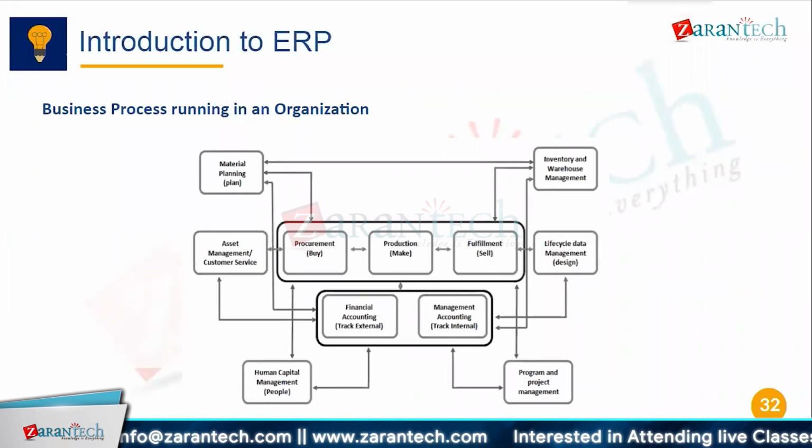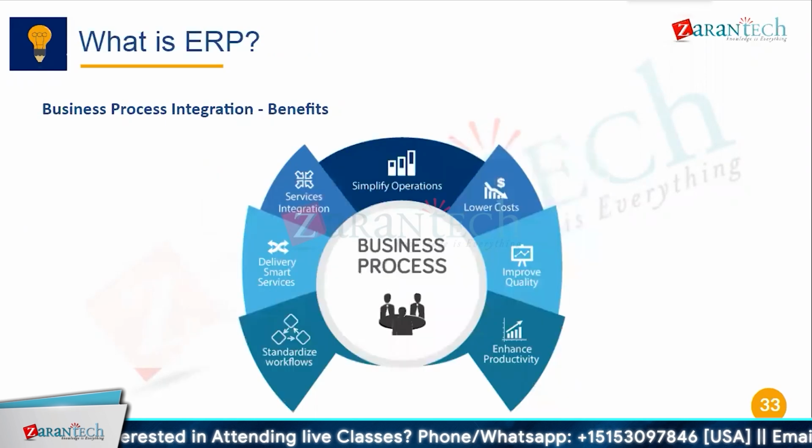Asset management is linked to finance. Procurement, you can buy an asset. Production, you sell. In the end of the day, an organization's business processes tend to be very linked to each other.